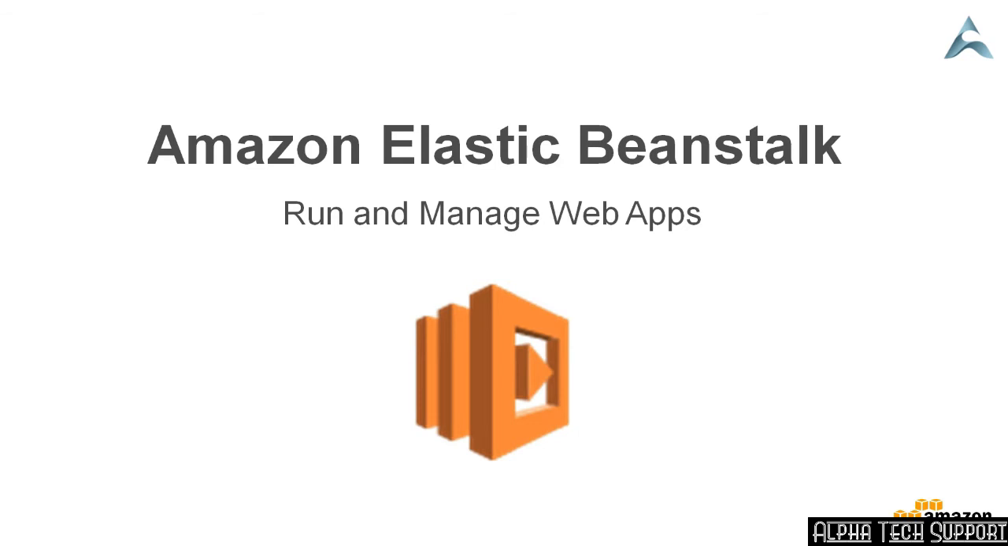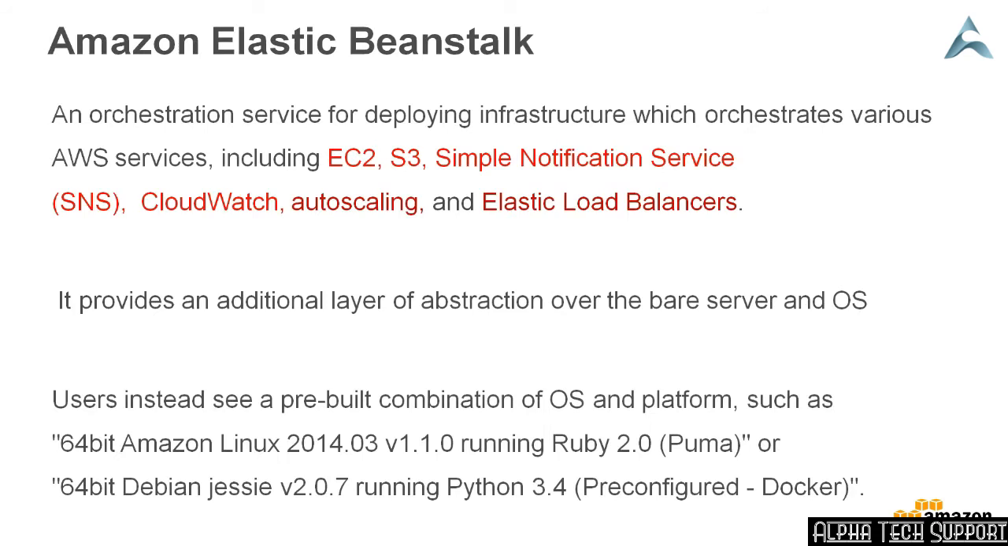So what is Beanstalk? Theoretically speaking, in a definition, it is an orchestration service for deploying infrastructure which orchestrates various AWS services, including EC2, Elastic Compute Cloud, S3, Simple Notification Service, CloudWatch, Auto Scaling, Elastic Load Balancers. It also provides an additional layer of abstraction over bare server and operating system.